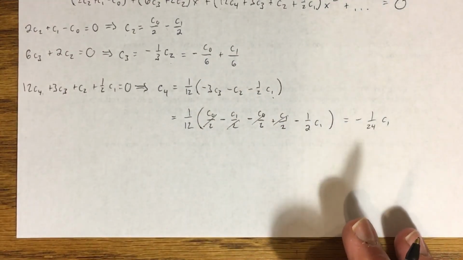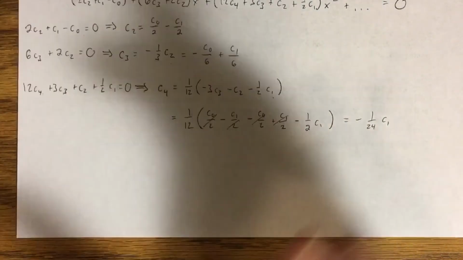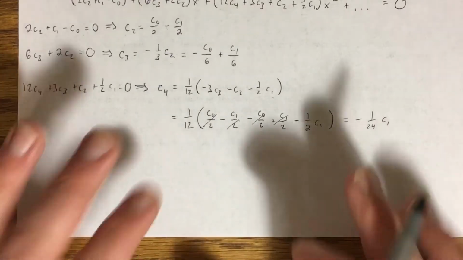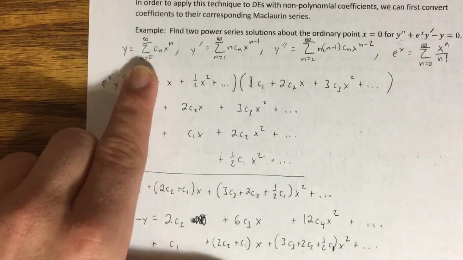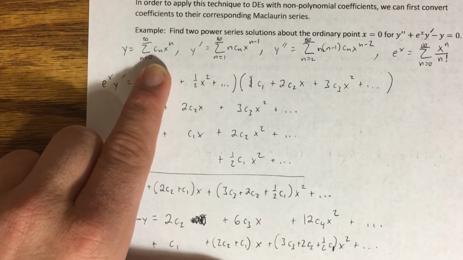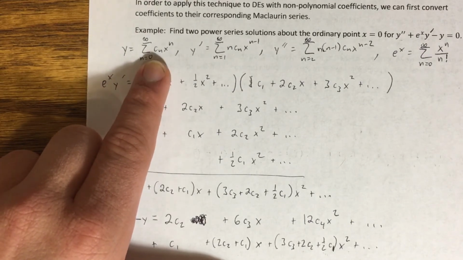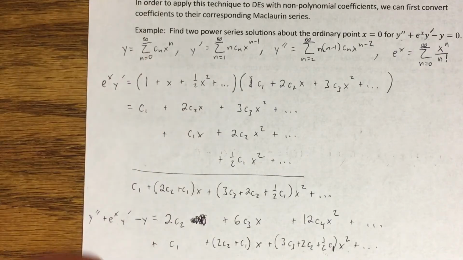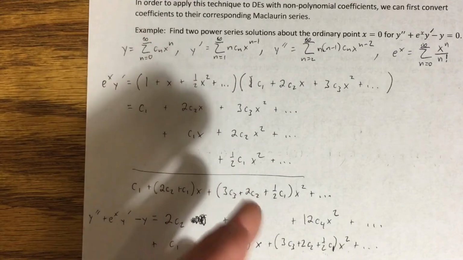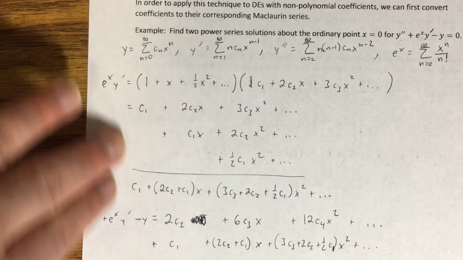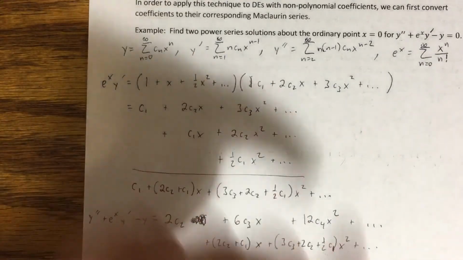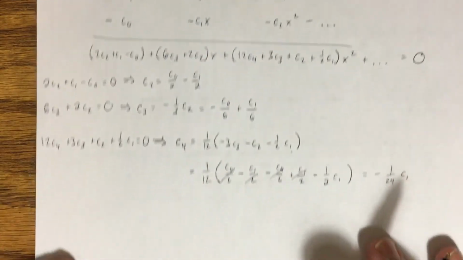Now, we can put this whole thing back into our original series. Remember, the goal is to find y. And I just found C0 through C4. So that gives me 5 terms that I can actually write out of this series, which is interesting. I'm able to get 5 terms, even though a lot of the work I was only dealing with 3 terms from each series.